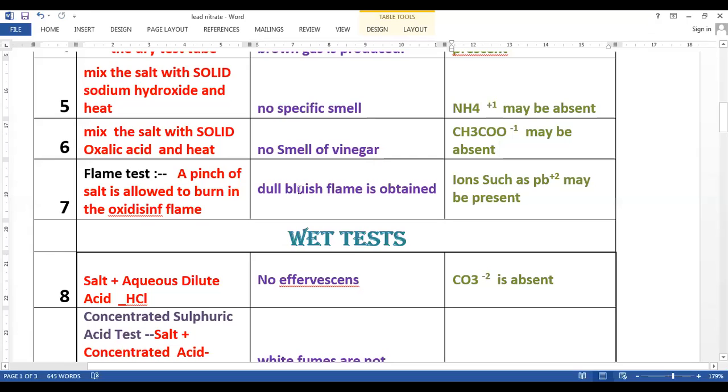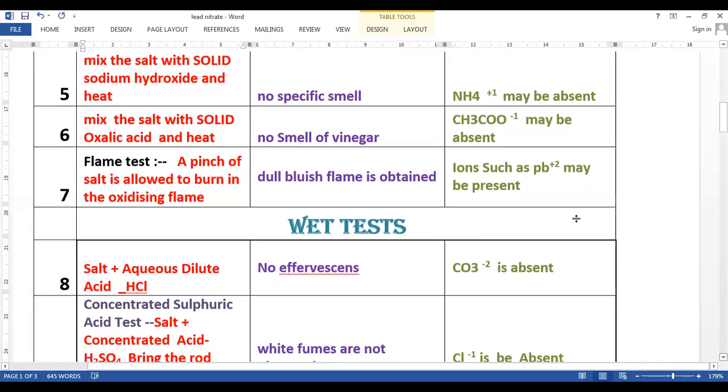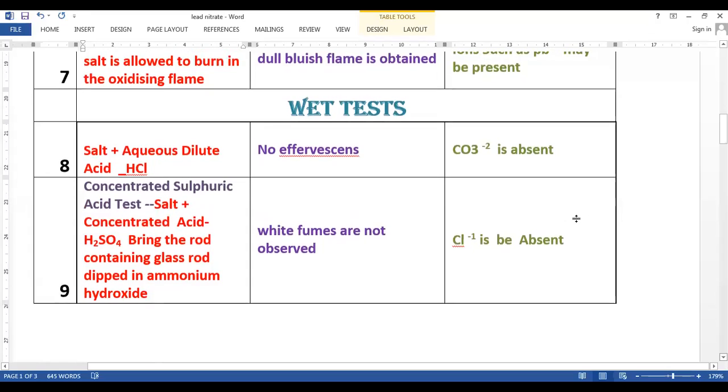So you can see on the screen now. Can you see on the screen the write up, my dear students? क्या आप लोग को स्क्रीन पे राइट अप दिख रहा है? Yes, sir. Okay. So I'm reading for you. Flame test. A pinch of salt is allowed to burn in the oxidizing flame. So when we heat it in the oxidizing flame, dull bluish flame is obtained, and we can say that ions such as Pb+2 may be present because lead+2 ion gives the dull bluish flame.